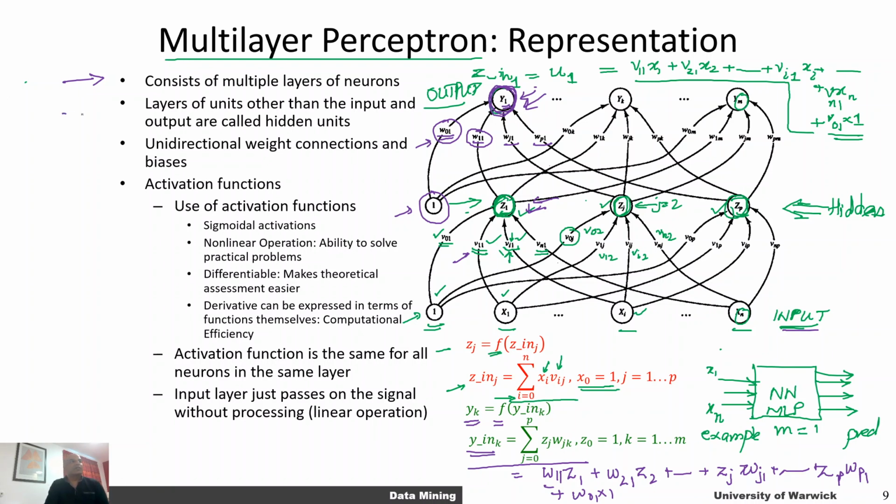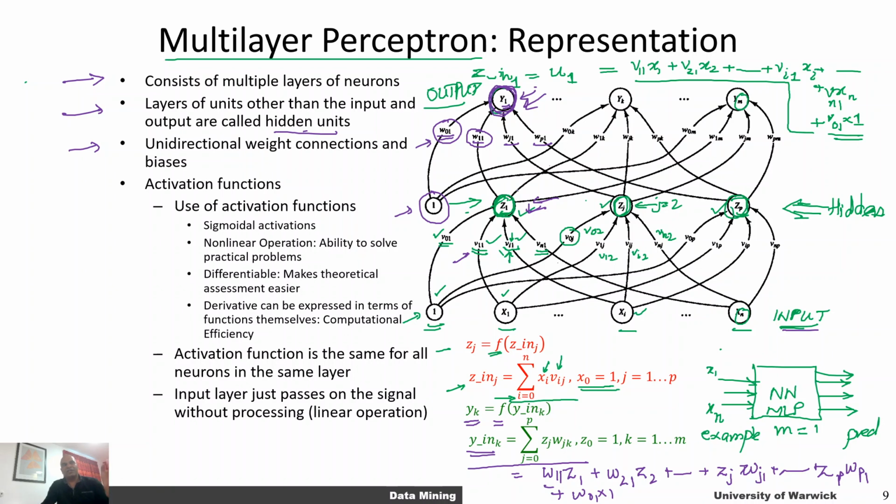So there are layers of units other than the inputs and the output, and they are called hidden units. So these are called hidden units. There are unidirectional weight connections. So you feed your input from these inputs. They travel through the network onto this first hidden layer of neurons in the forward direction, as we're going to call it. And these neurons then forward their outputs into the next layer. So these weights are unidirectional.